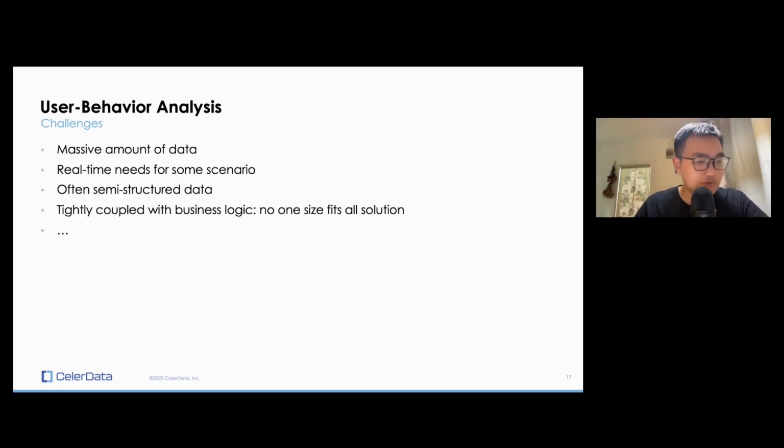So being able to deal with semi-structured data like JSON is something the database needs to be good at, right? And the last challenge, which I think is really unique to user behavior analytics, is that the analytics itself is tightly coupled with business logic. Although there are a bunch of proprietary tools, people try to come up with a solution that solves all user behavior analytics problems, but it's just not going to be feasible, because every business is different and every interaction between the user and the product is very different. So this most of the time needs a lot of customization, and the database needs to support that, right?